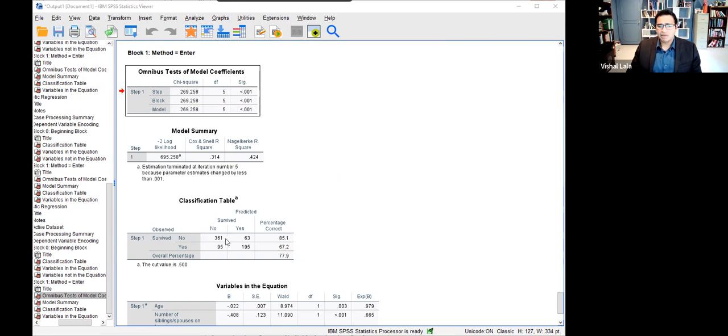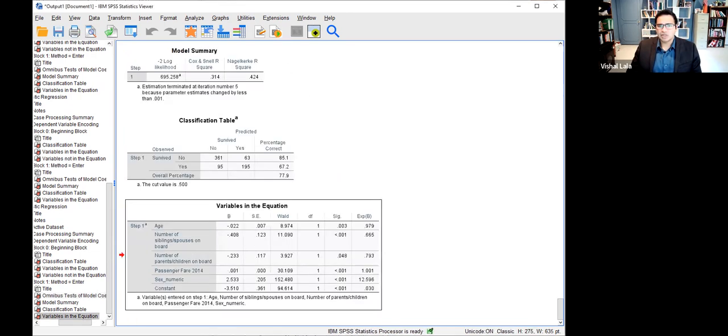Let's go on to the part about inference now and make sense of those results. What we have here is a couple of variables. Let's examine them one by one. Some of these are significant. Age is significant, siblings/spouses is significant, number of parents/children is significant, passenger fare, gender. All the variables are statistically significant because they are below 0.05.